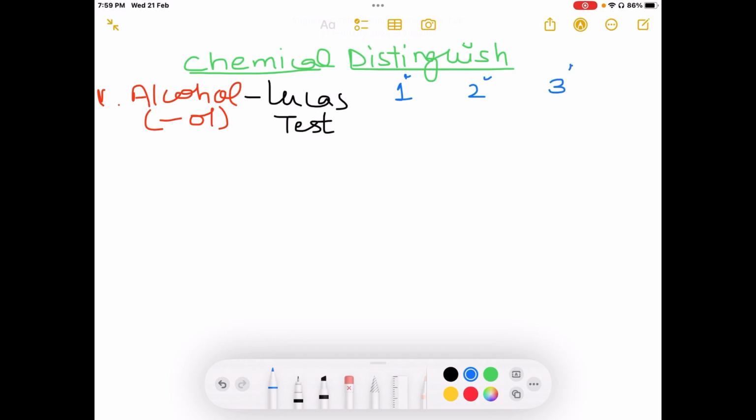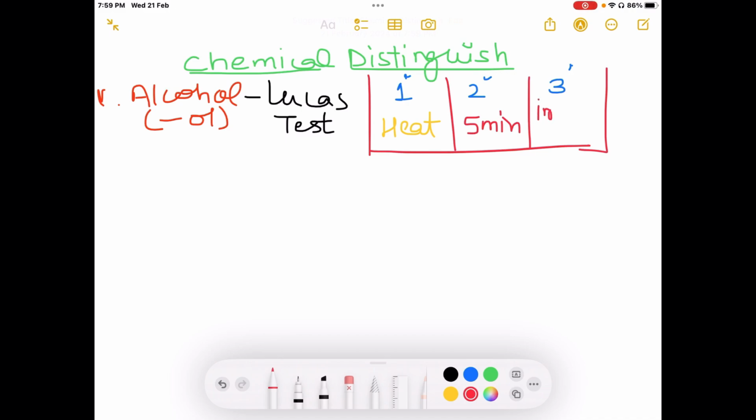In case of primary alcohol, turbidity appears after heating. In case of secondary alcohol, turbidity appears after 5 minutes. And in case of tertiary alcohol, turbidity appears immediately because of the tertiary carbocation here.